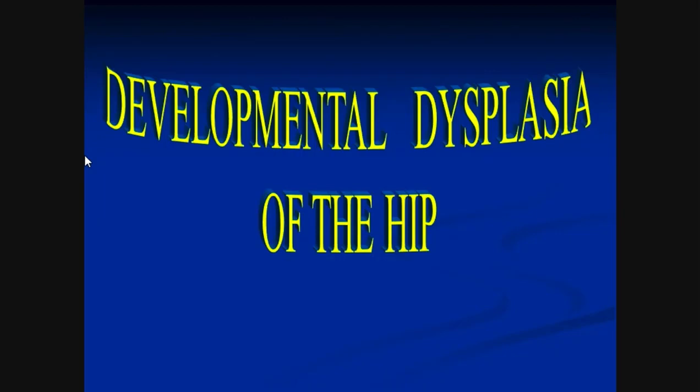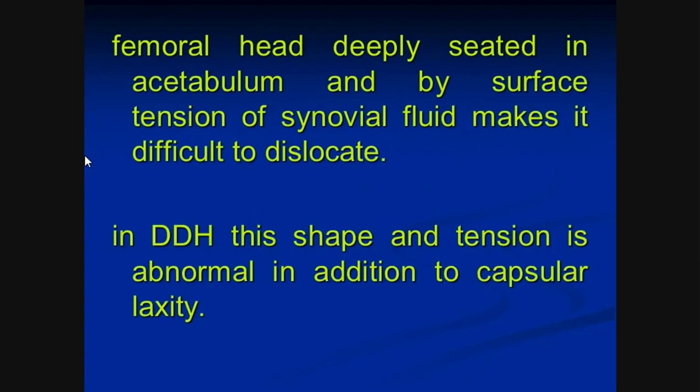What is the developmental dysplasia of the hip? It is the femoral head, usually deeply seated in the acetabulum, and by surface tension of the synovial fluid make it difficult to dislocate. In DDH, this shape and tension is abnormal in addition to the capsular laxity.